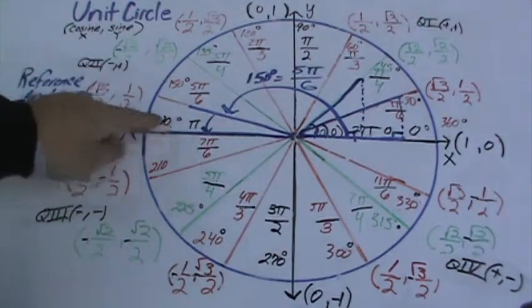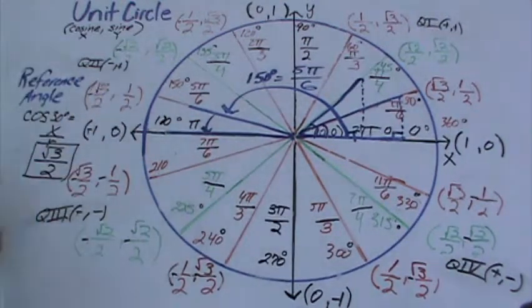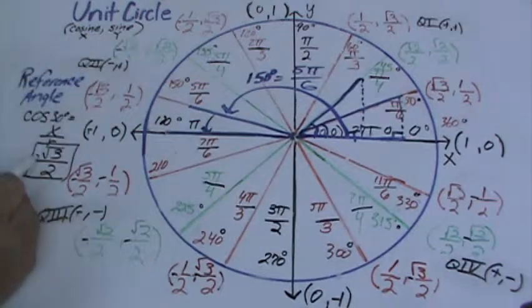Now remember, you're in quadrant 2, so don't forget that in quadrant 2, your cosine or your x value is negative.